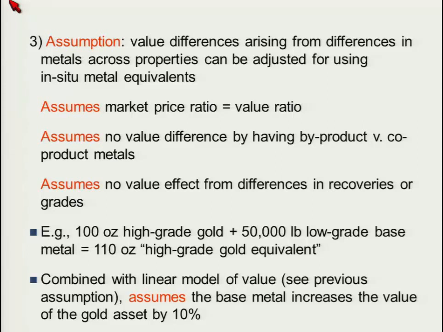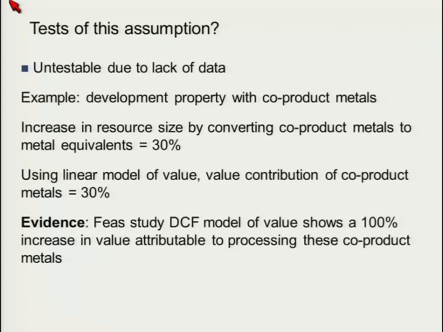Now, combined with a linear model, it assumes that the value of the base metal increases the value of the gold asset by 10%. Why? Because the gold amount went up by 10%, and then we add that to the linear model, meaning the copper increased the value by 10%. So there's a whole slew of assumptions in this metal equivalent stuff. Testable? No. None of these assumptions are testable.